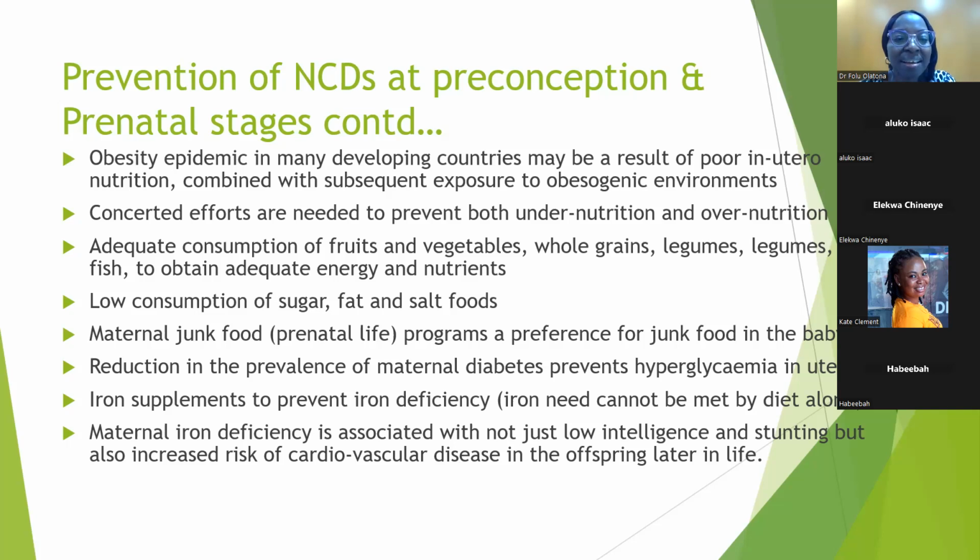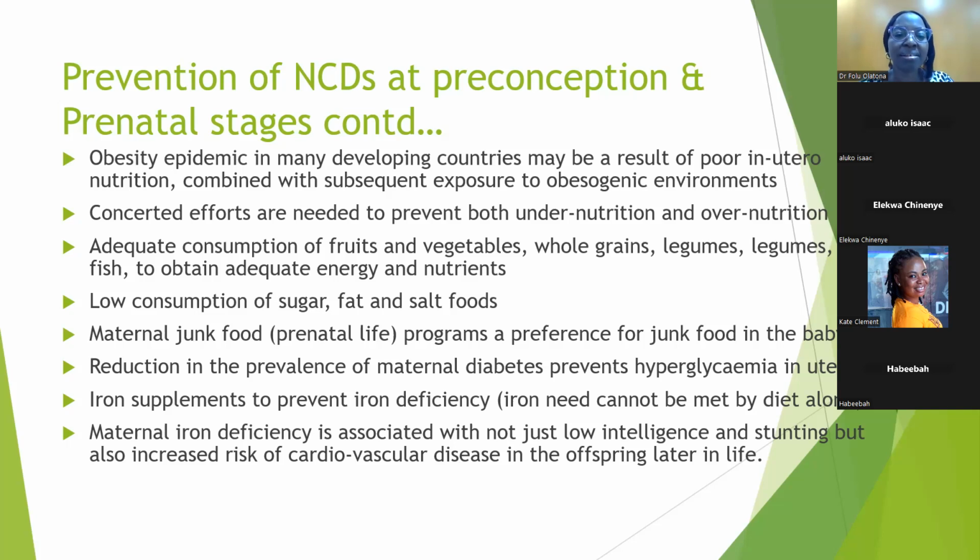But if a mother takes junk at this preconception and prenatal stage, that mother programs the baby for junk. The baby will also like to eat junk, pastries, cake, meat pie, all those pastries, and sugar-laden drinks that are high in sugar and other sweeteners. Reduction in the prevalence of maternal diabetes prevents hyperglycemia in utero. So it's very important that maternal diabetes is prevented.